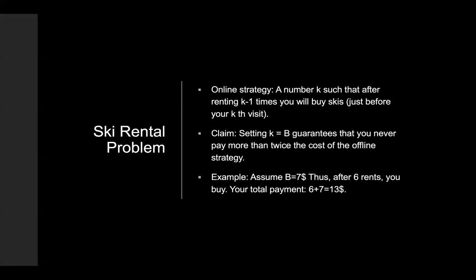Let's take an example. Assume that b is equal to $7. Thus, according to our strategy, after 6 times, you will buy the skis. So the total cost here is 6 plus 7, which is $13.